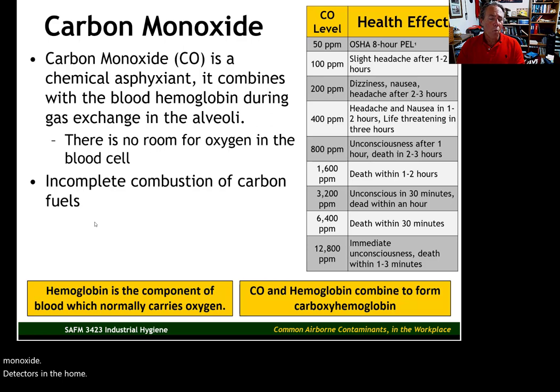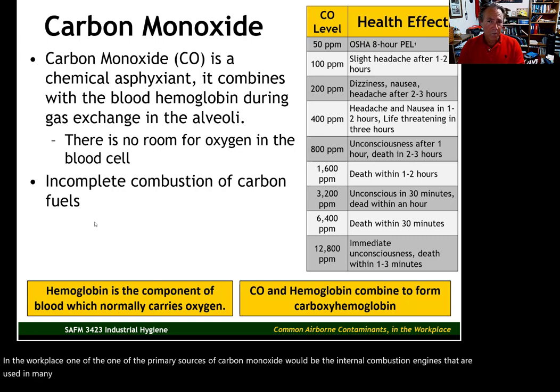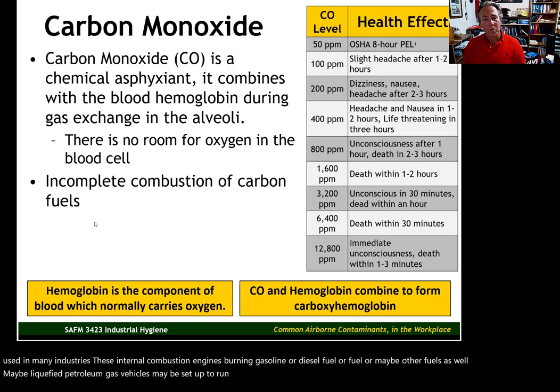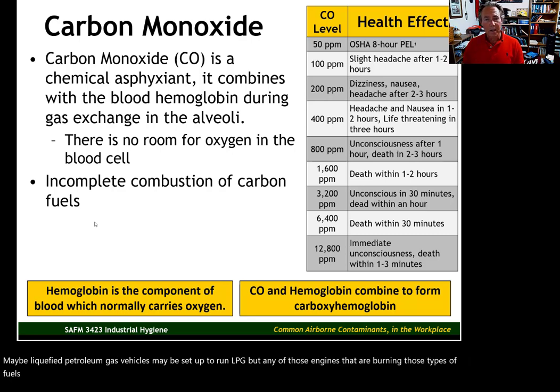In the workplace, one of the primary sources of carbon monoxide would be the internal combustion engines that are used in many industries. These internal combustion engines, burning gasoline or diesel fuel, or maybe other fuels as well, maybe liquefied petroleum gas. Vehicles may be set up to run LPG. But any of those engines that are burning those types of fuels will produce as a byproduct carbon monoxide.